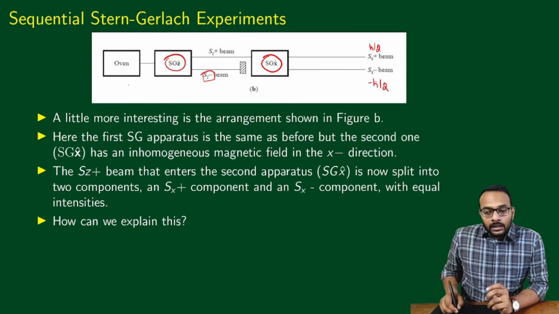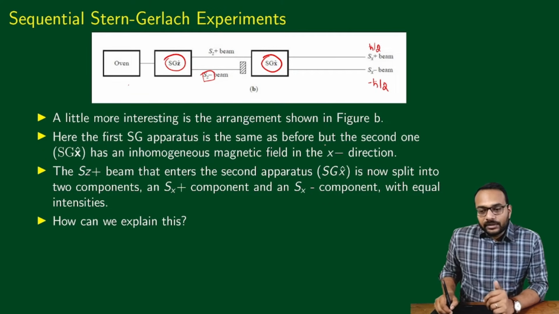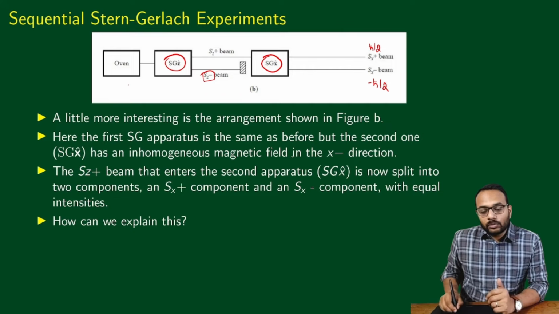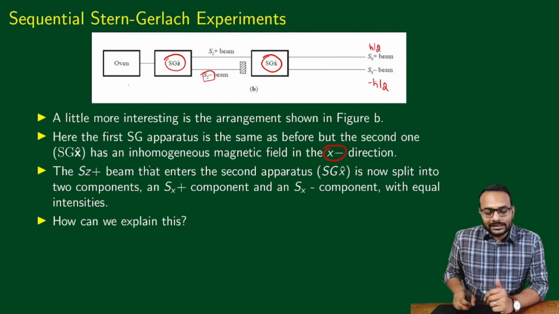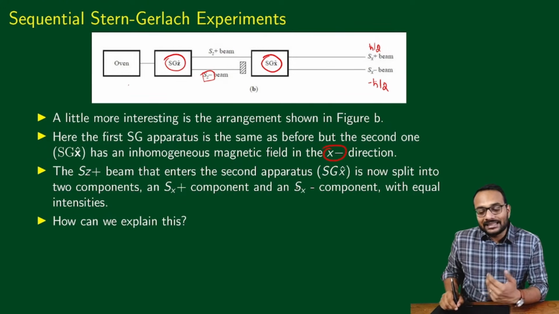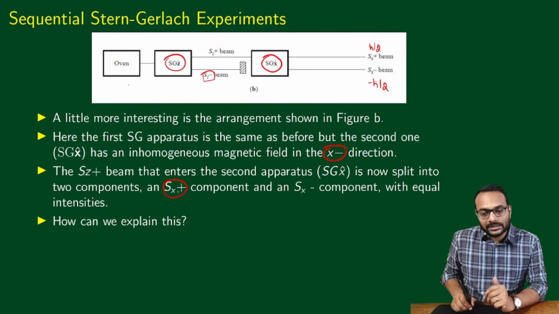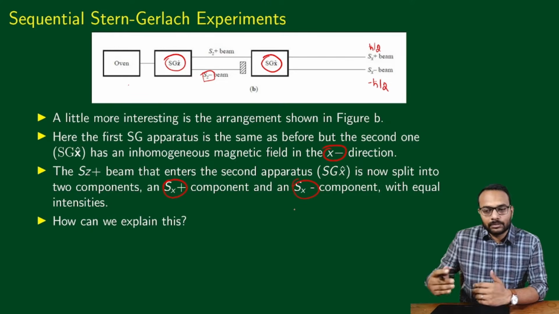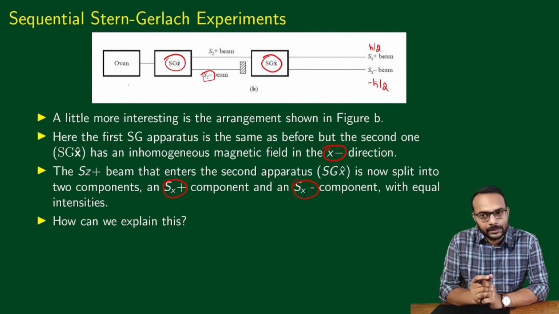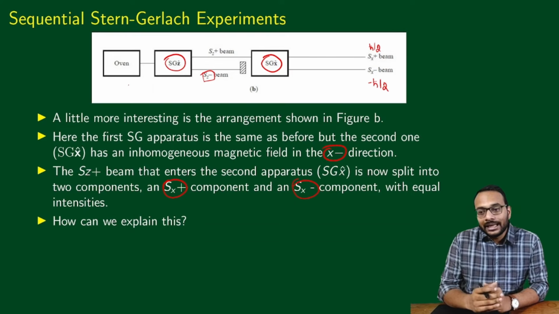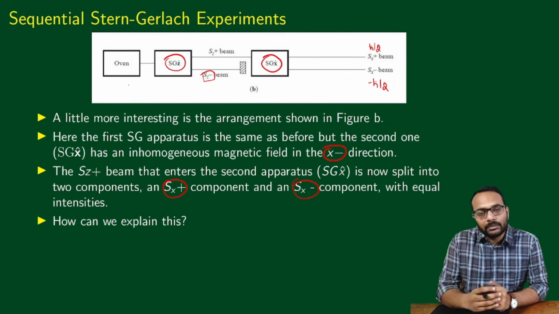Okay, so the apparatus is the same as before, but the second one has an inhomogeneous magnetic field in the x direction. The Sz plus beam that enters the second apparatus is now split into two components, an Sx plus component and an Sx minus component with equal intensities. The number of atoms in the Sx plus beam is the same as the number of atoms in the Sx minus beam. Now, how can we explain this?